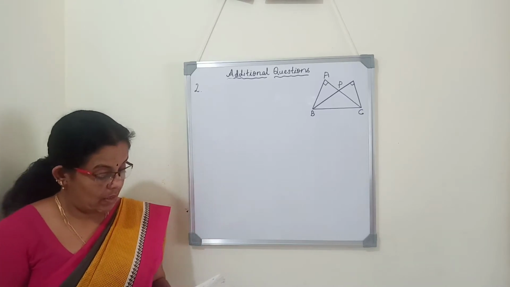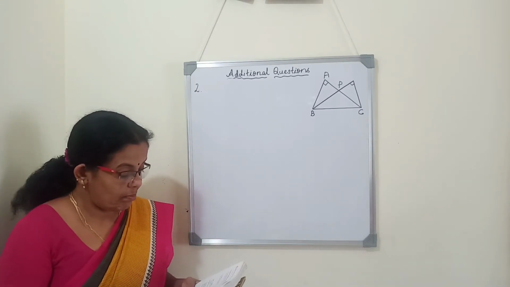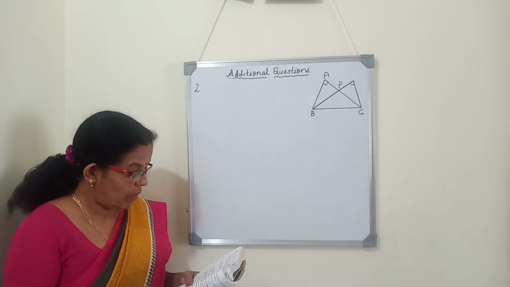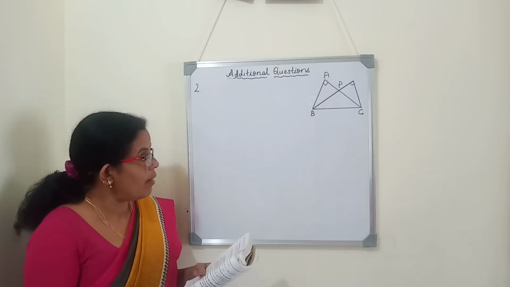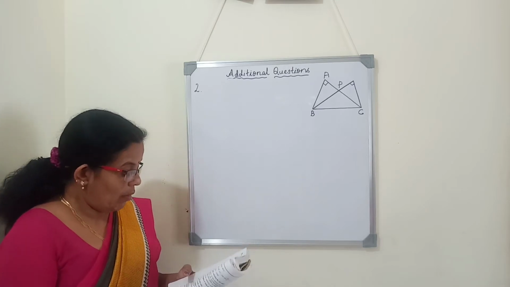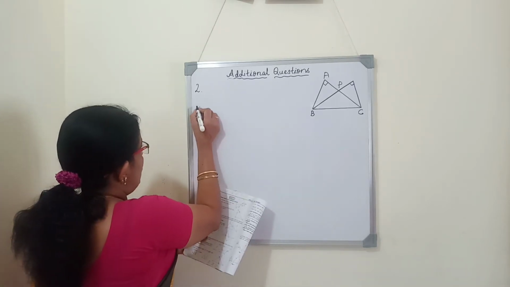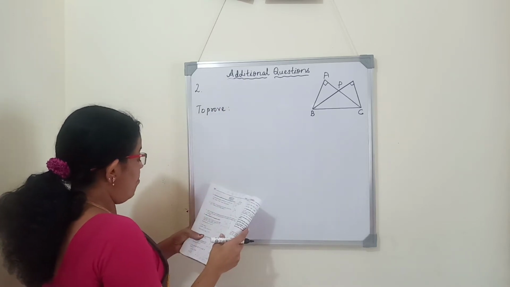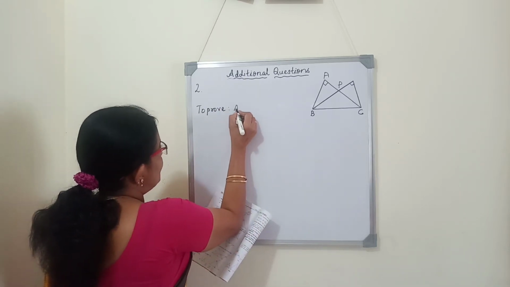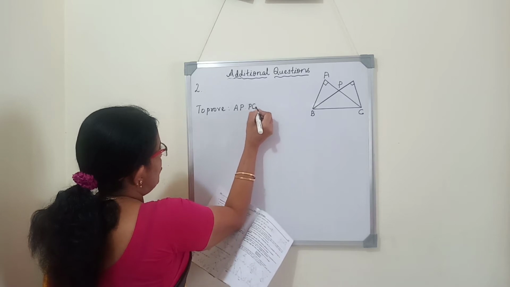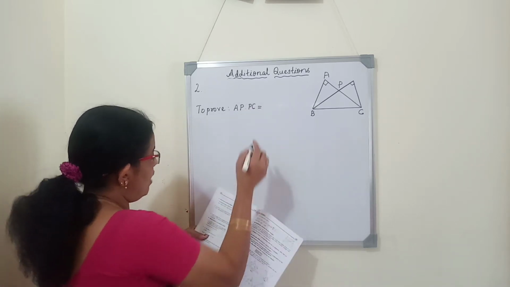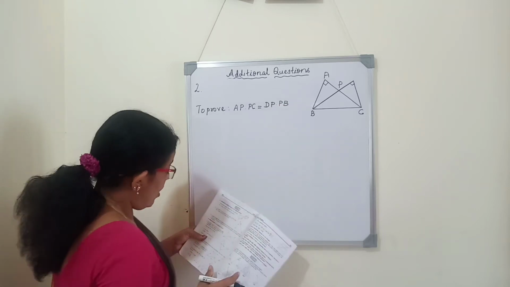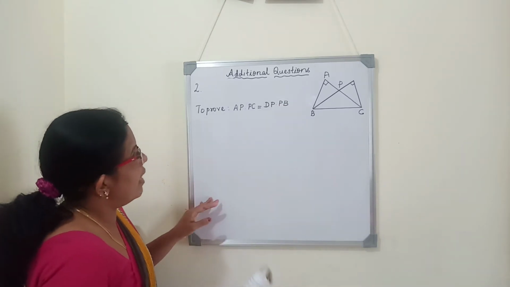Second question. Triangle BAC and BDC are two right angle triangles with common hypotenuse BC. The sides AC and BD intersect at P. Prove that AP into PC equals DP into PB. So here triangles are right angle triangles.